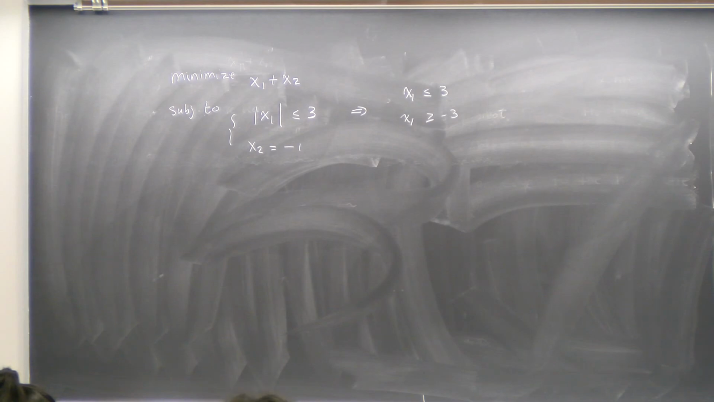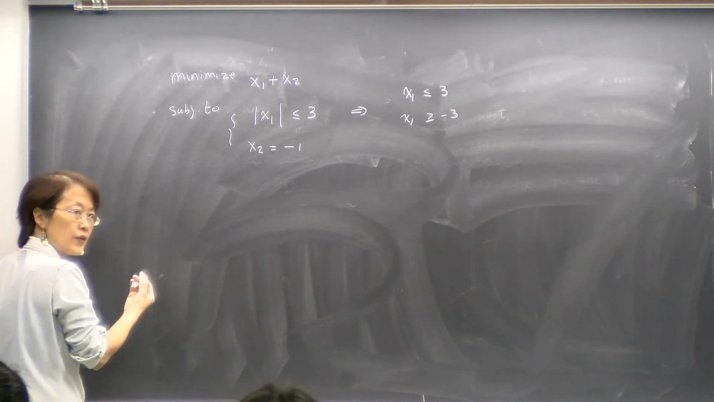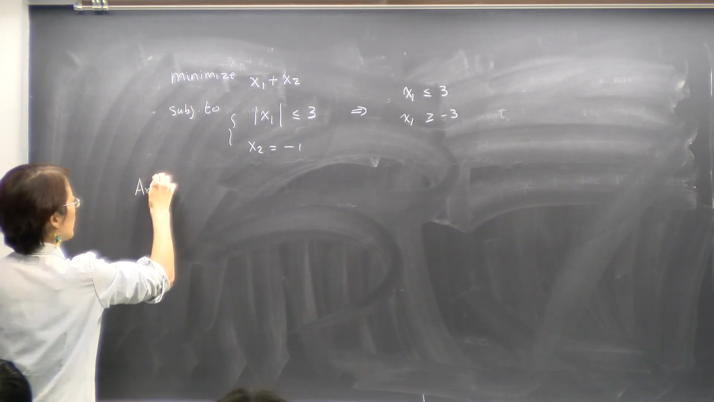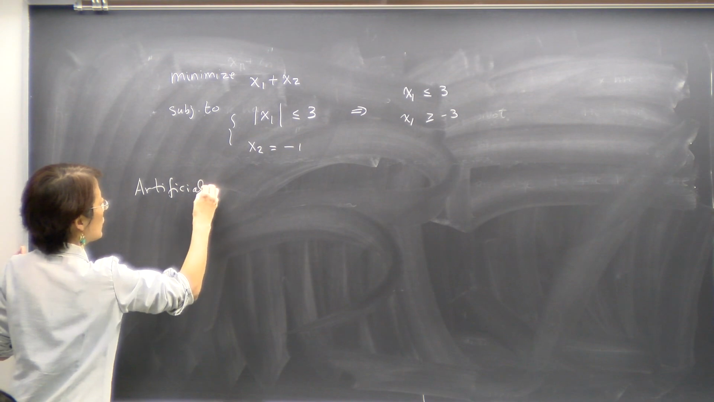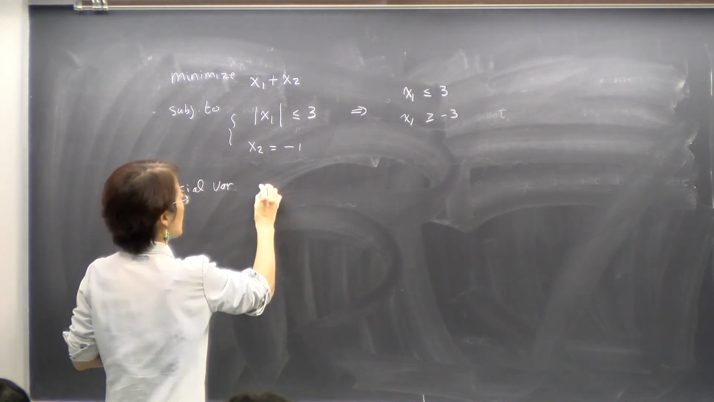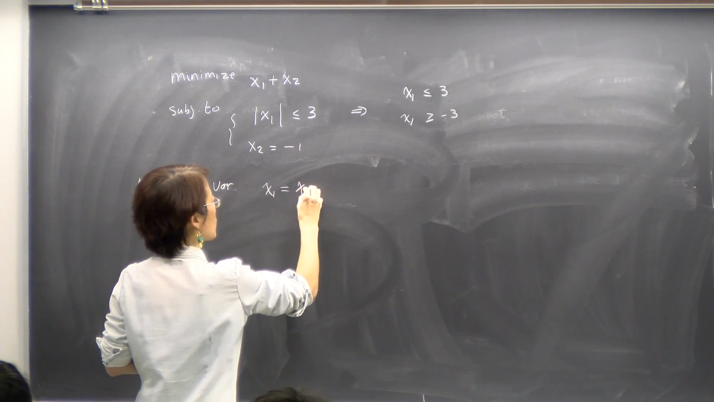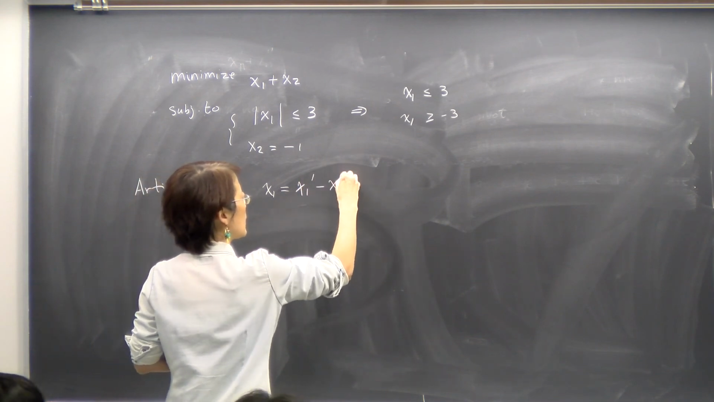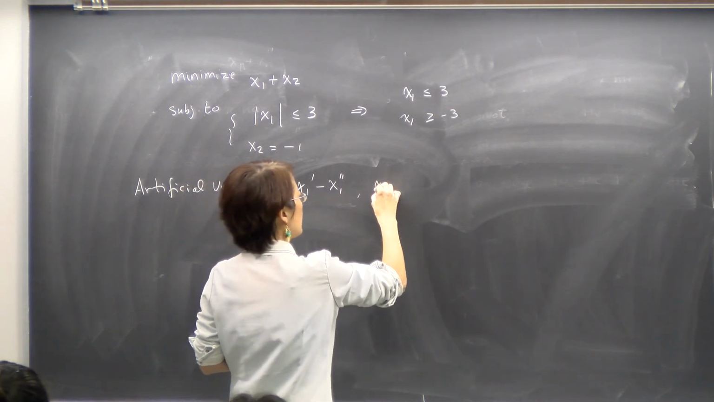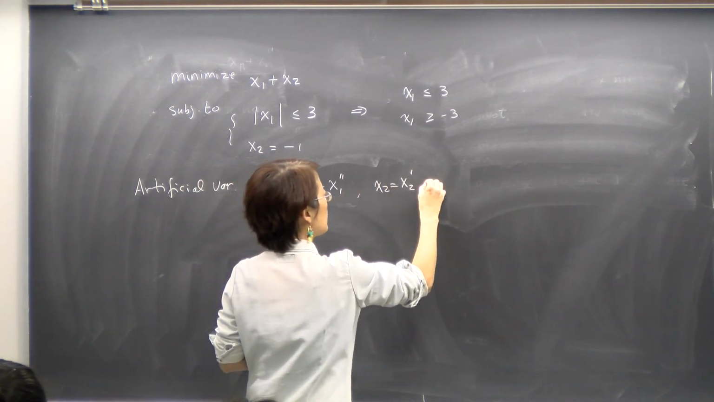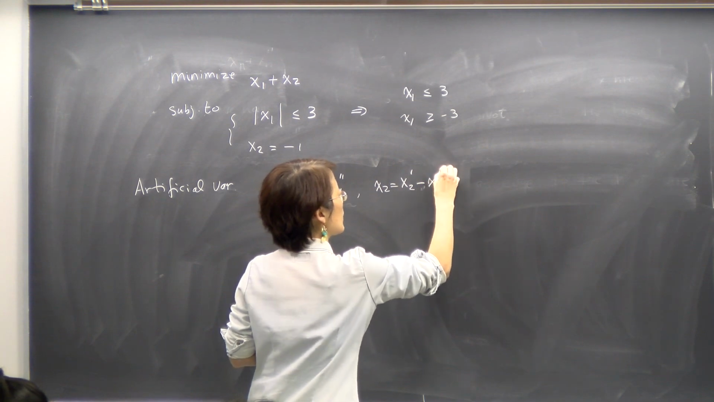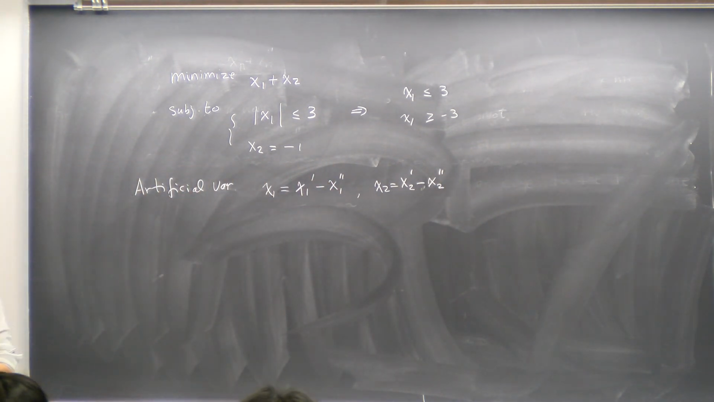Okay, so let's deal with this unrestricted situation first. We see both x1 and x2 are not restricted. They can be negative, so you have to deal with that. So I need to introduce artificial variables. So I will write x1 to be x1 prime minus x1 double prime. I introduce two of these. And x2 will be x2 prime minus x2 double prime. And now these are all non-negative. I can do that, right?